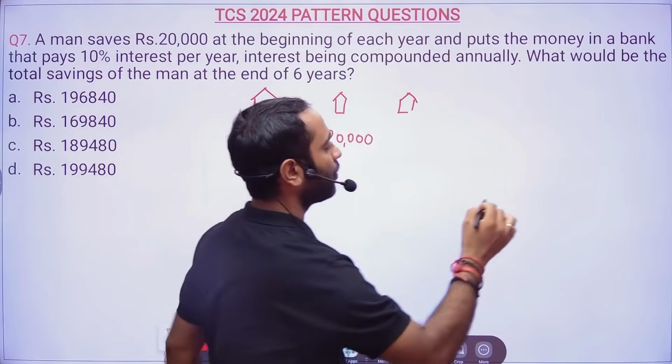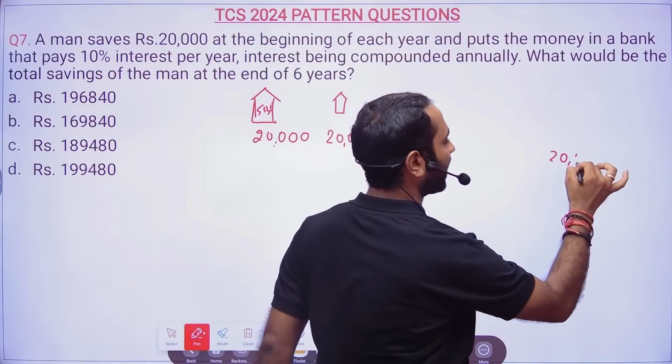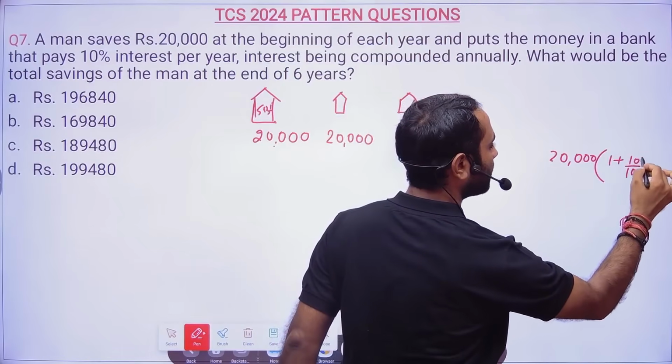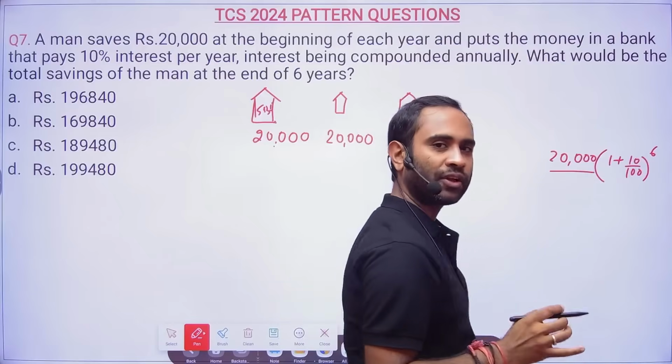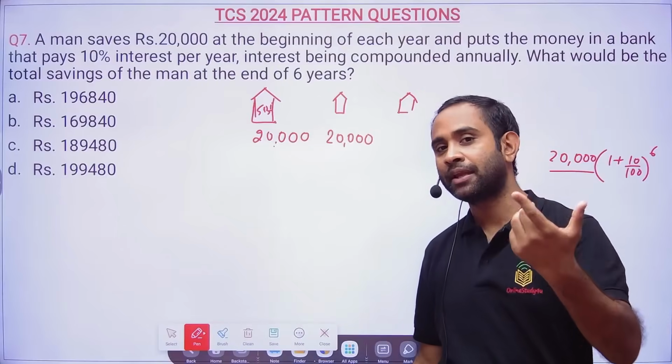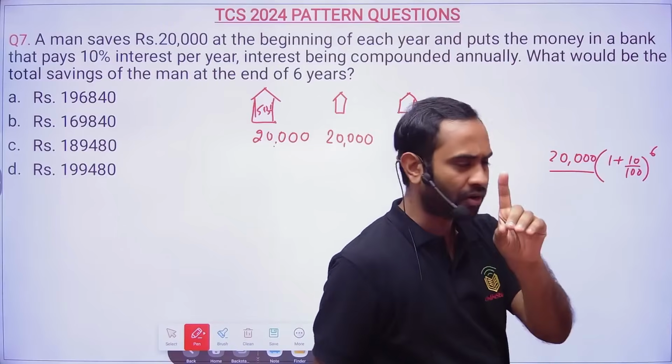See this formula, no? This formula would have become correct if you put 20,000 rupees in the bank and after 6 years you are going, give me my money I had spent on compound interest. You are not doing that.